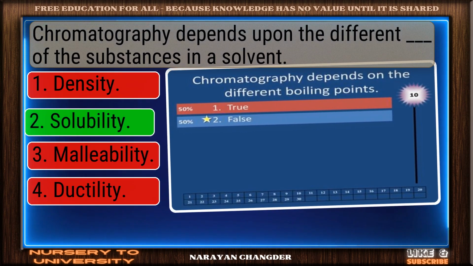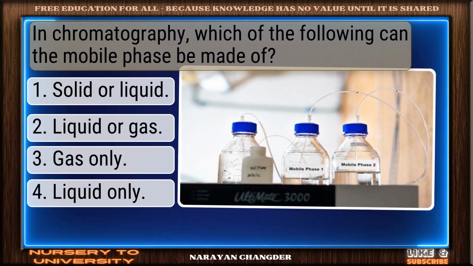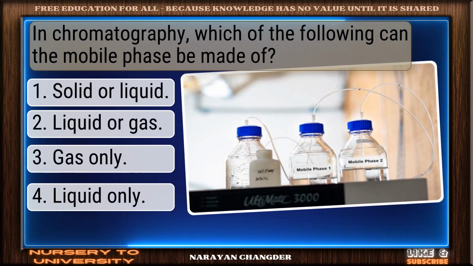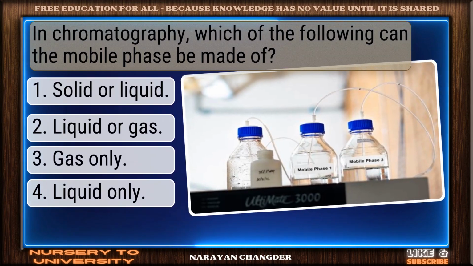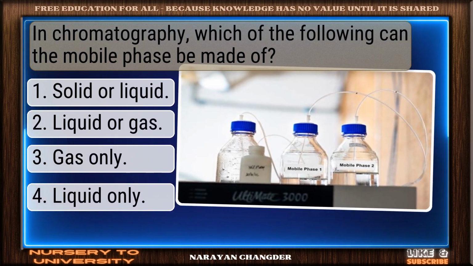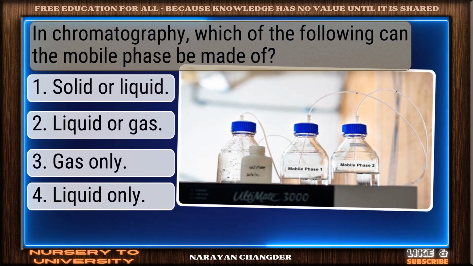Exactly, solubility. In chromatography, which of the following can the mobile phase be made of? Option 1, solid or liquid. Option 2, liquid or gas. Option 3, gas only. Option 4, liquid only.